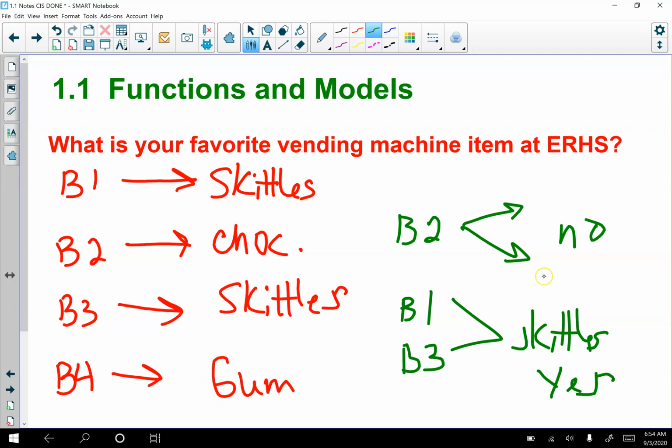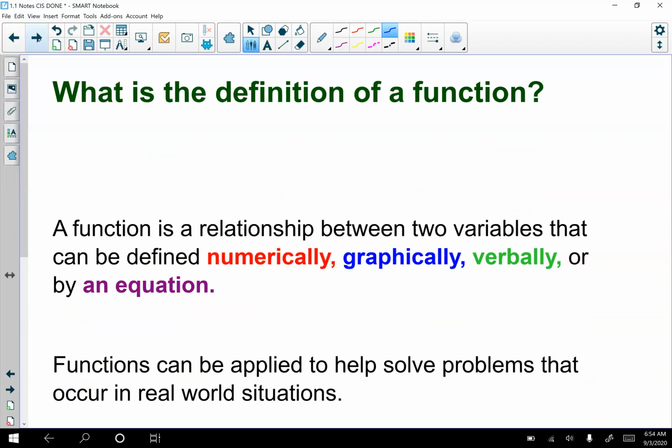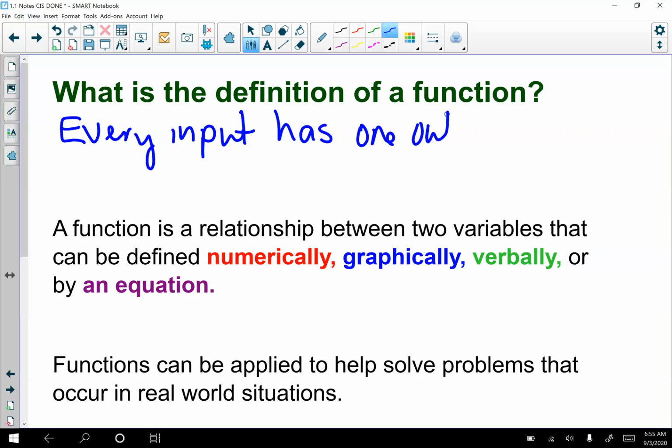So if you take a look at these 2 scenarios here, it kind of defines a function for us where every input can only have 1 output. So this input has 2 outputs, but B1 only has 1 and B3 has 1, and they can be the same, but they can only have 1 output. And that's why this would be a yes. So if I were to go ahead and define what a function is, I would say every input has 1 output.